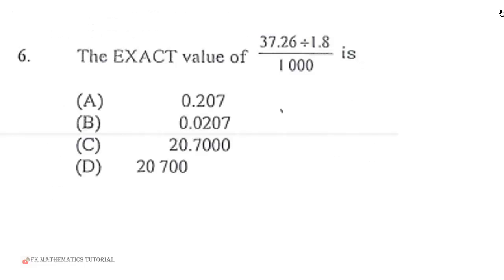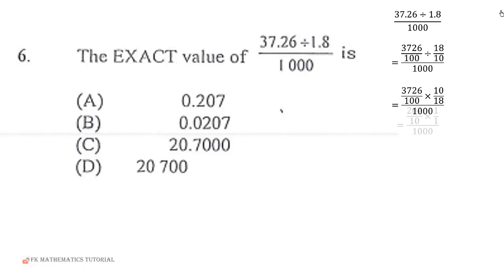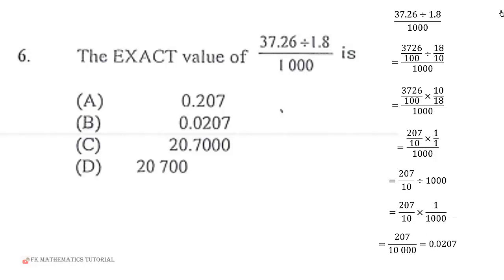The exact value of 37.26 divided by 1.8 over 1000 is. So this is the same as 3726 over 100 divided by 18 over 10, all over 1000. So you reciprocate and multiply by 10 over 18. So that gives us 207 over 10 divided by 1000. So this simplifies to 0.0207. The correct answer is option B.